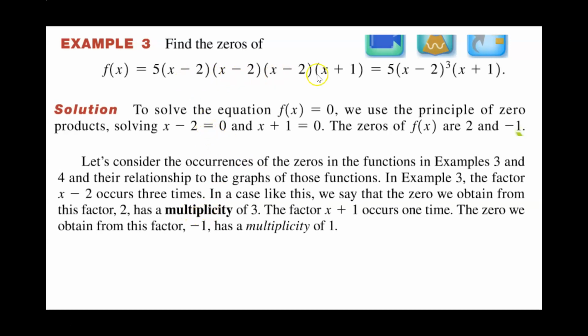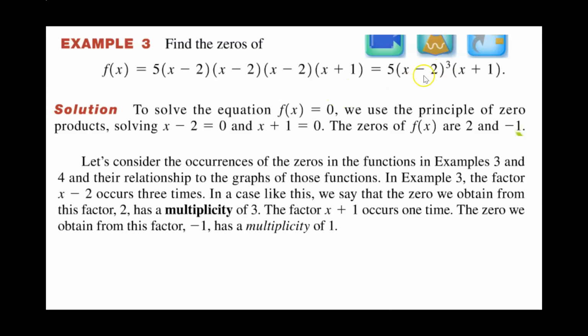Multiplicity, looking at this part here. The first thing you need to figure out is what the zeros are for the function. So here, set this equal to 0. The answer is going to be 2. This one's going to be 2. This one's going to be 2. This is going to be -1.